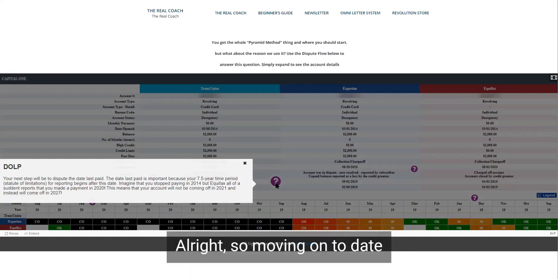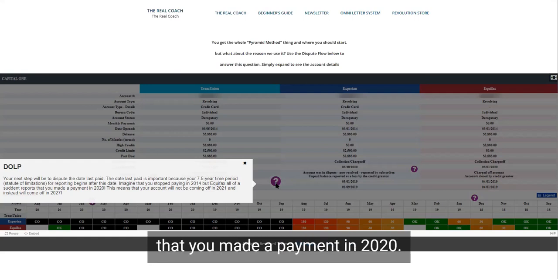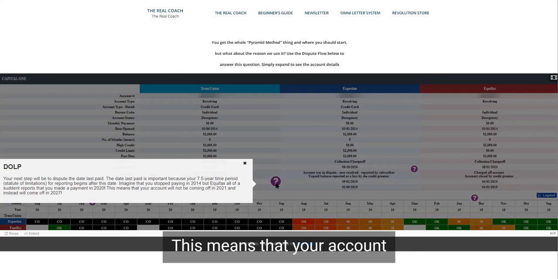All right. So moving on, date last paid. So your next step would be to dispute the date last paid. The date last paid is important because your 7.5-year time period, or the statute of limitations for reporting, begins after this date. So imagine this: you stopped paying in 2014, but Equifax all of a sudden reports that you made a payment in 2020. This means that your account will not be coming off until 2021. And instead of coming off, will not come off until 2027 instead of 2021.